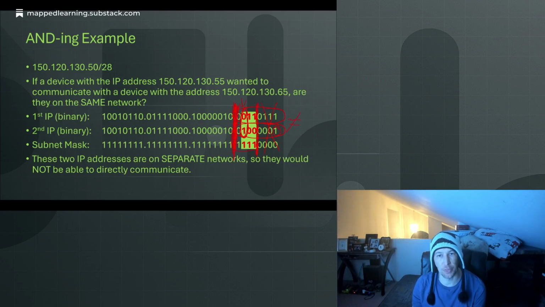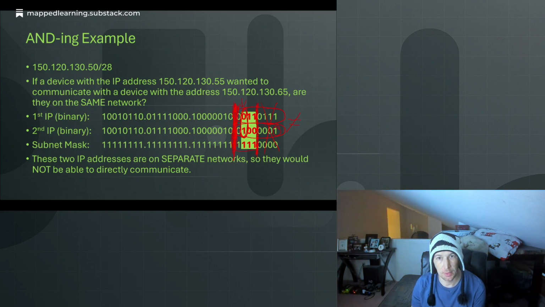So that means they cannot communicate with each other by default. If you were to put these 2 devices configured with these IP addresses on the same network and the same subnet mask, they would have no idea how to talk to each other.